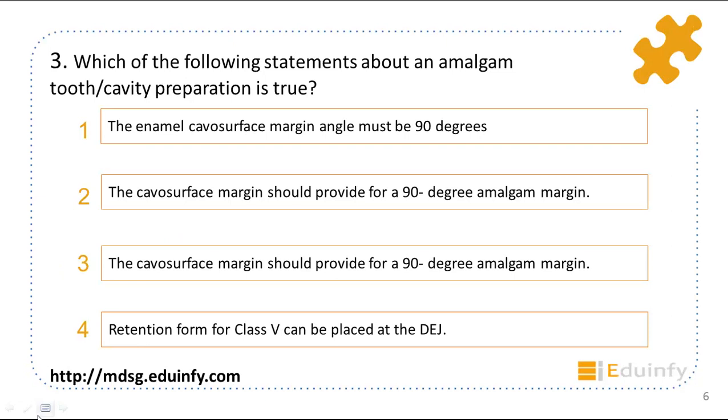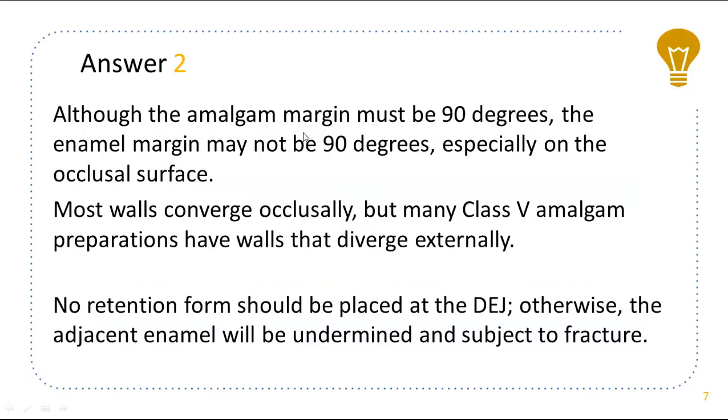Which of the following statements about an amalgam tooth cavity preparation is true? The cavo surface margin should provide for a 90-degree amalgam margin. So here the amalgam margin must be 90 degree. Although the amalgam margin must be 90 degree, the enamel margin may not be 90 degree, especially on the occlusal surface. Most walls converge occlusally, but many class 5 amalgam preparations have walls that diverge externally.